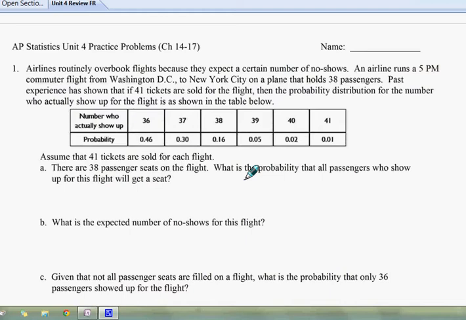For example, on number 1A, we are told that if we have 38 passenger seats, what's the probability that all passengers who show up will get a seat? Well, if you're going to be looking at the information here, fight the urge to go too far and to think binomial, geometric. We have a probability model, and we know that all the passengers who show will get a flight if we have 38 or fewer passengers.